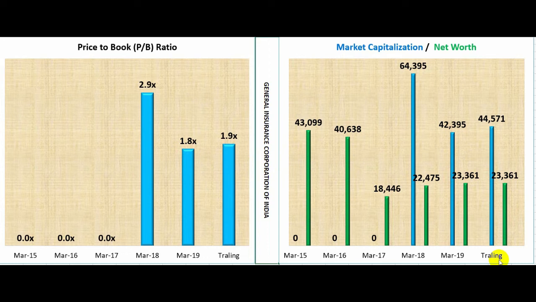In the recent 12 months, we have to use the net worth of 2019, and the current market cap has increased to 44,000 crores. Therefore, the price to book increases to 1.9 times.